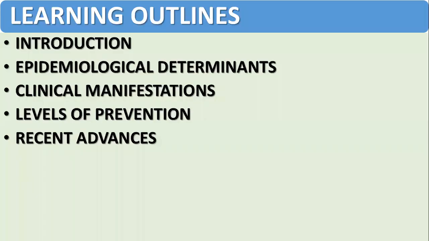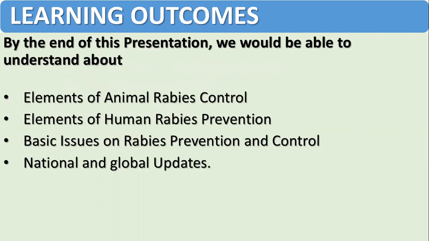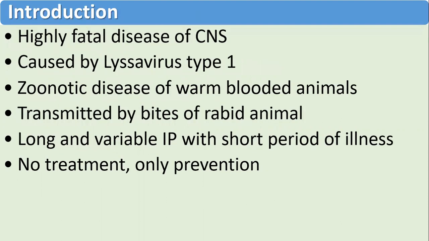Today's learning outline covers the introduction of rabies, epidemiological determinants, clinical manifestations, levels of prevention, and recent advances. By the end of this presentation, we will be able to understand the elements of animal rabies control, elements of human rabies prevention, basic issues in rabies prevention and control, and national and global updates. Let's start with the introduction.